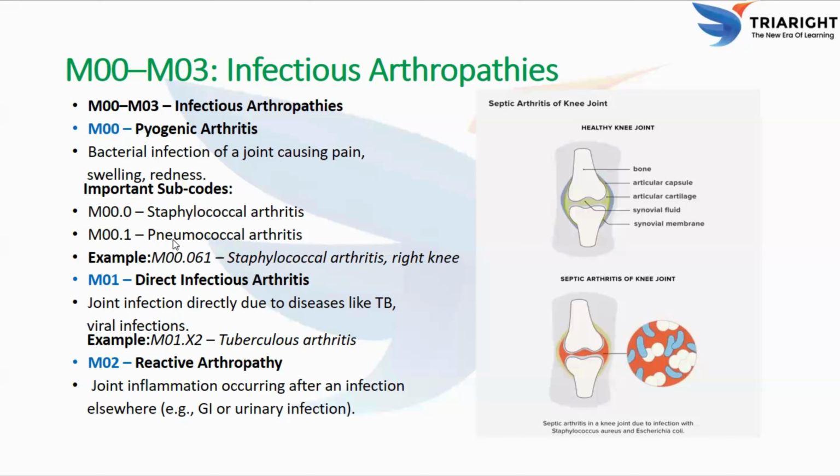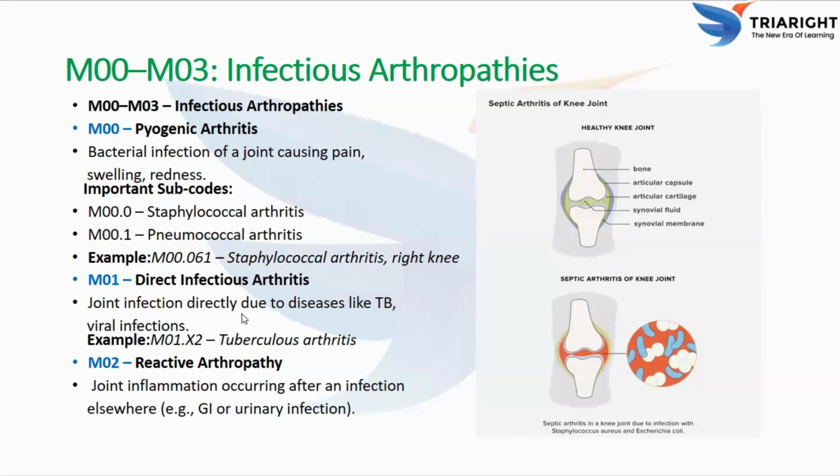So what are the important subcodes for the M00 category? M00.1 for pneumococcal arthritis, which is caused by the Streptococcus pneumoniae organism. So for example, M00.061 describes staphylococcal arthritis in the right knee. So whenever staphylococcal arthritis of the right knee is diagnosed in the patient's record, you must assign the code M00.061.